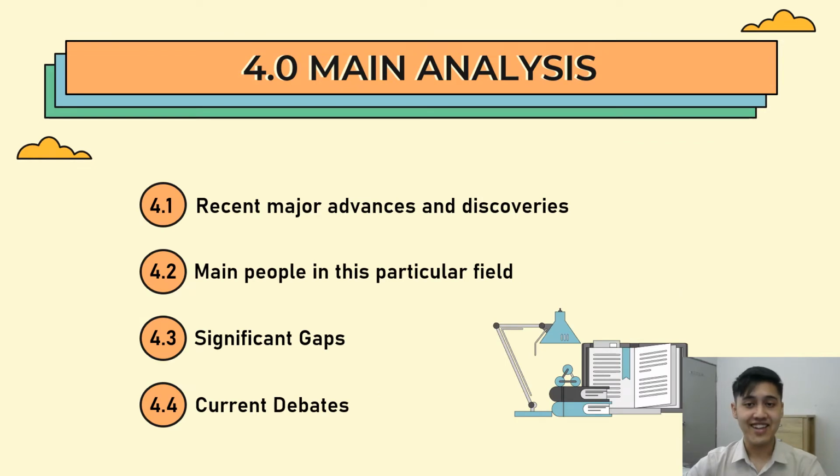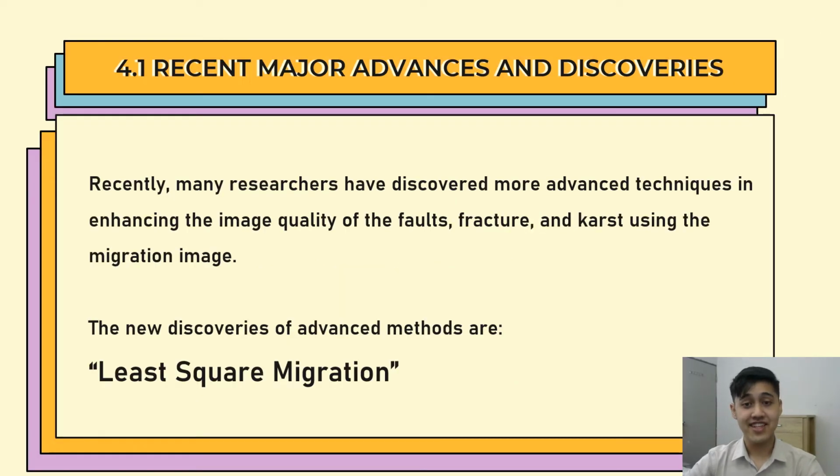Moving on to main analysis. There are 4 things that I will elaborate. Firstly is the recent major advances and discoveries, then main people in this particular field, significant gaps, and also current debates. Recently, many researchers have discovered more advanced techniques in enhancing the image quality of the fault, fracture, and karst using the migration image. The new discoveries of advanced methods are least square migrations.